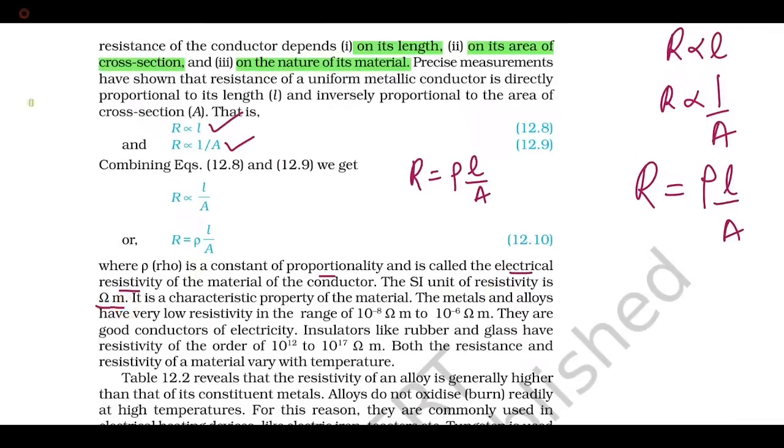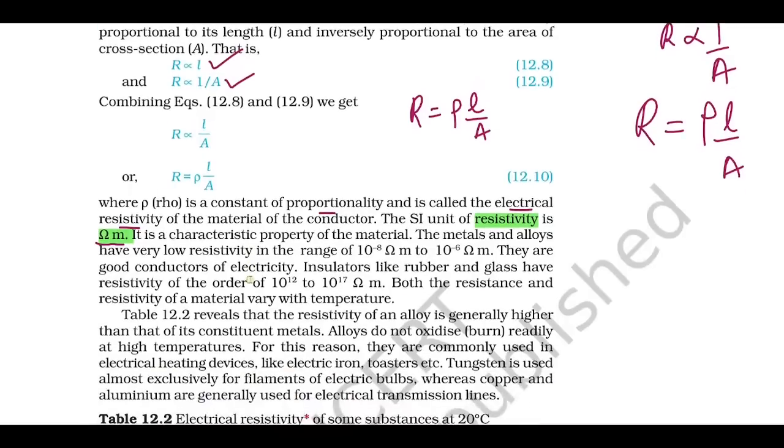Very important unit. What is the SI unit of resistance? It is ohm. Resistivity is ohm meter. What is resistivity? It is defined as what? The constant of proportionality called what? Resistivity.